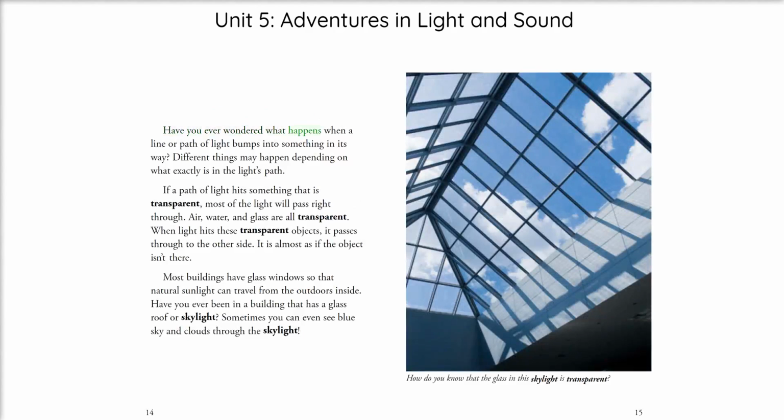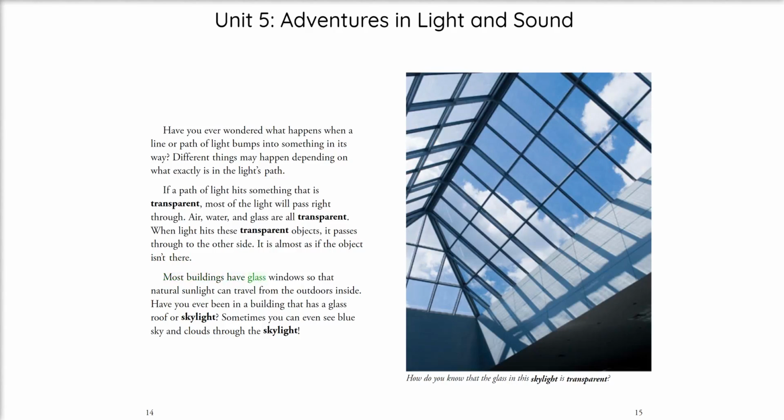Have you ever wondered what happens when a line or path of light bumps into something in its way? Different things may happen depending on what exactly is in the light's path. If a path of light hits something that is transparent, most of the light will pass right through. Air, water, and glass are all transparent. When light hits these transparent objects, it passes through to the other side. It is almost as if the object isn't there.